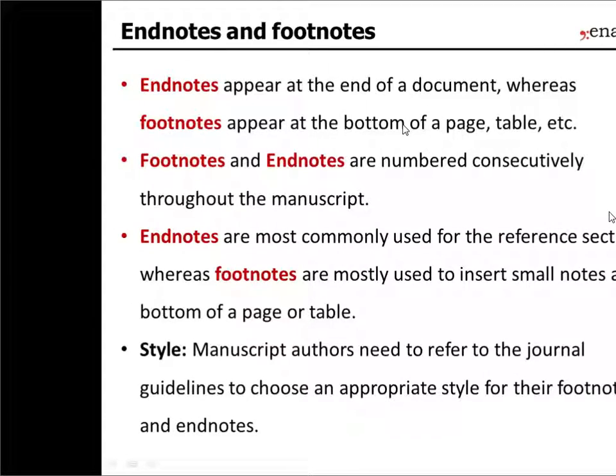Endnotes or footnotes. So what are endnotes and footnotes? Endnotes, as the name suggests, appear at the end of the document, whereas footnotes appear at the bottom of the page or a table. Footnotes and endnotes are numbered consecutively throughout the manuscript, and endnotes are most commonly used in the reference section, while footnotes you most commonly find in books as well. When you're writing papers, you need to refer to the journal's guidelines to find an appropriate style for the footnotes and endnotes, as we've discussed in the previous section.